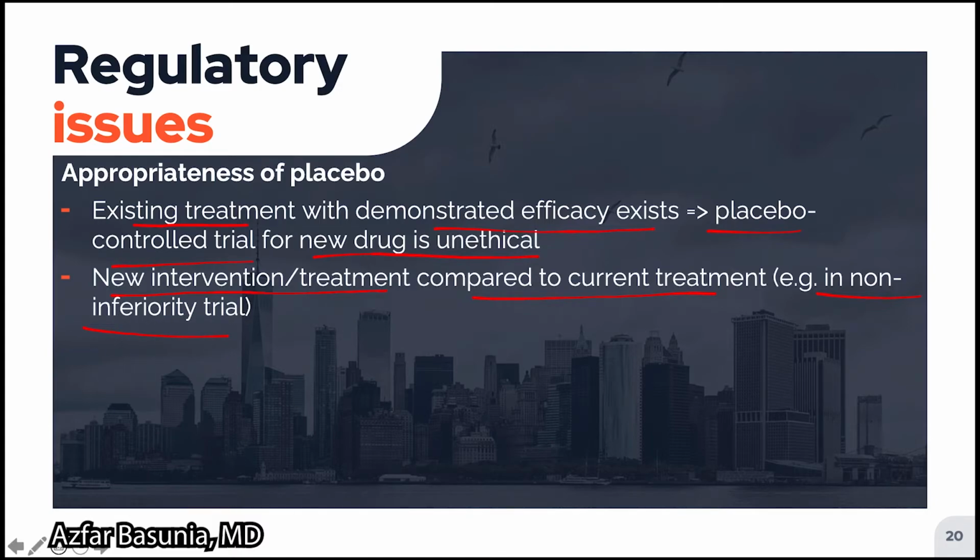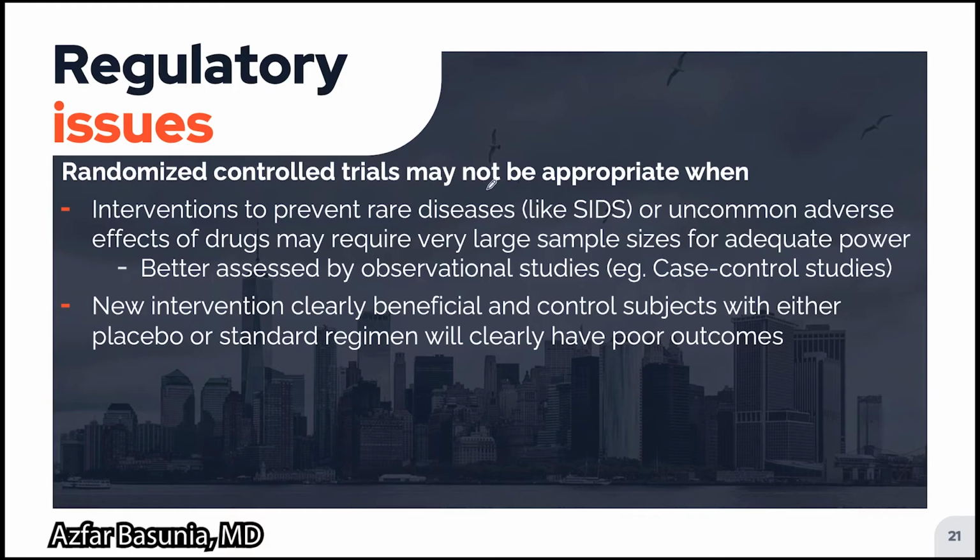Randomized controlled trials may not be appropriate when interventions to prevent rare diseases such as sudden infant death syndrome or SIDS, or uncommon adverse effects of drugs, may require very large sample sizes for adequate power. These are often better assessed by observational studies such as a case control study. A second scenario where a randomized controlled trial may not be appropriate is when the new intervention is clearly beneficial and the control subjects with either placebo or the standard regimen will clearly have poor outcomes.